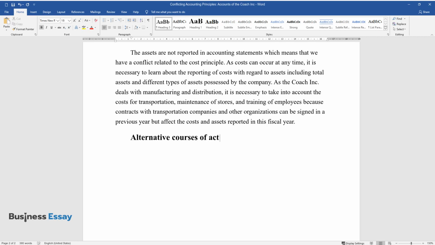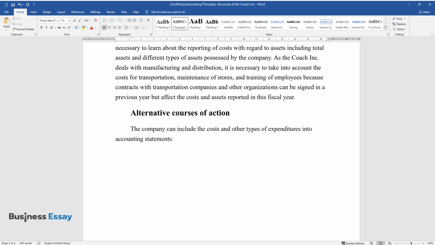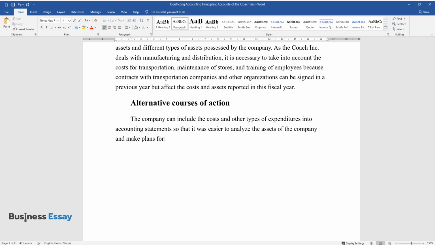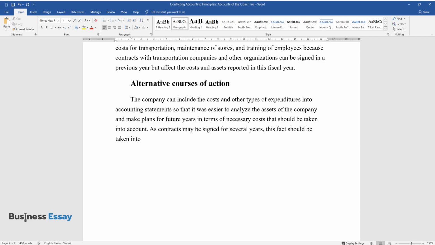Alternative courses of action. The company can include the costs and other types of expenditures into accounting statements so that it was easier to analyze the assets of the company and make plans for future years in terms of necessary costs that should be taken into account. As contracts may be signed for several years, this fact should be taken into account.